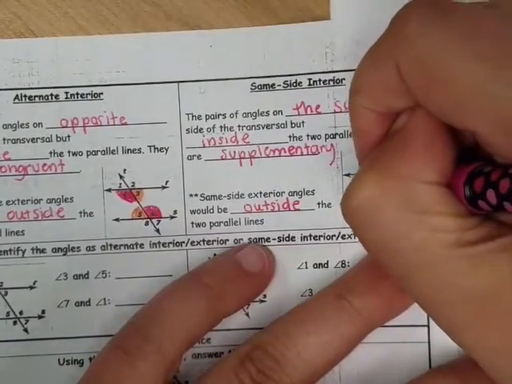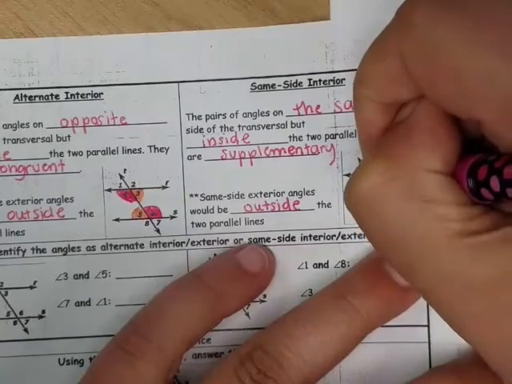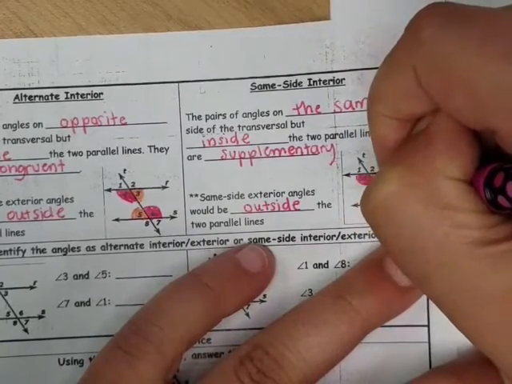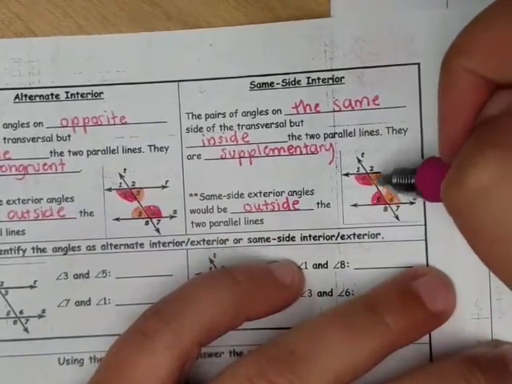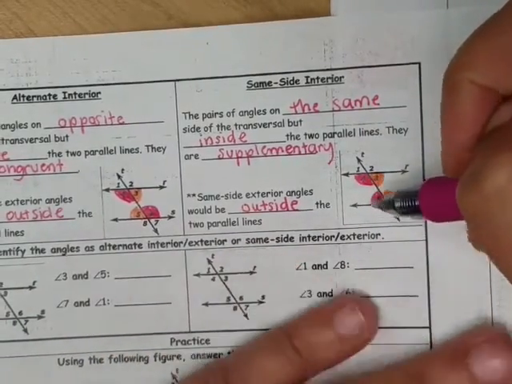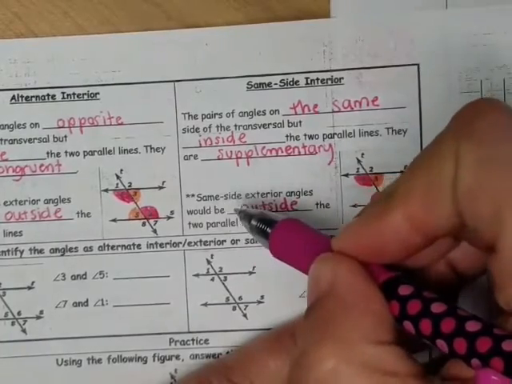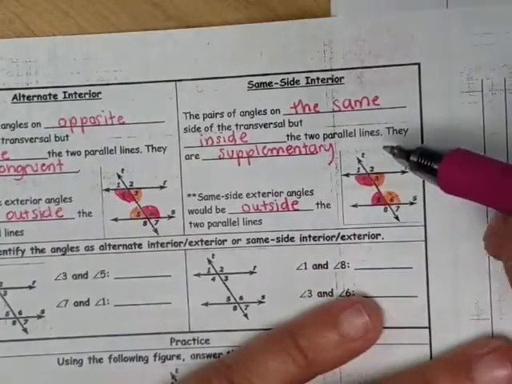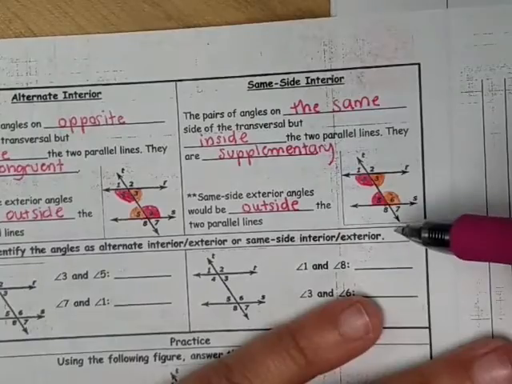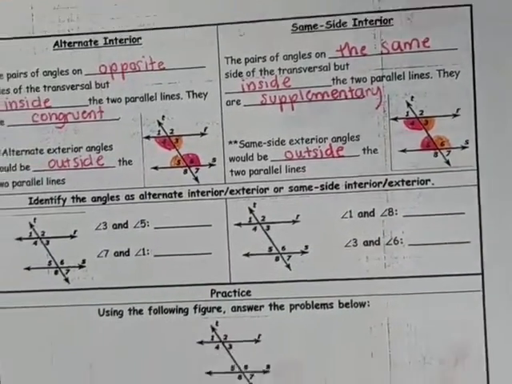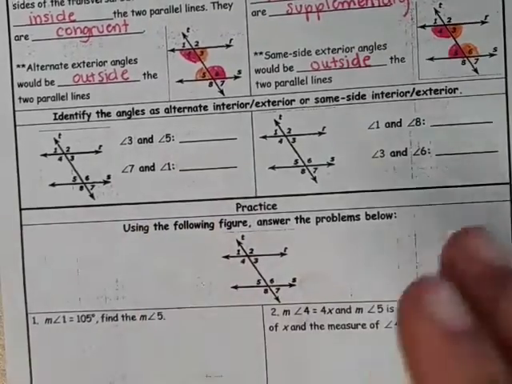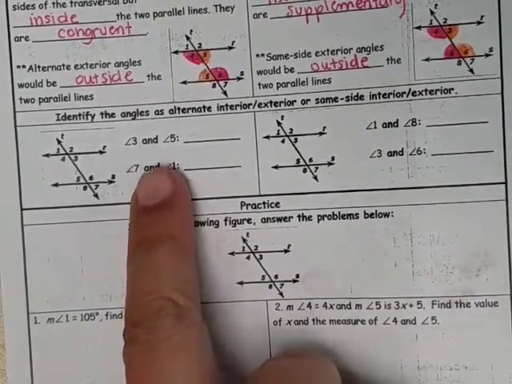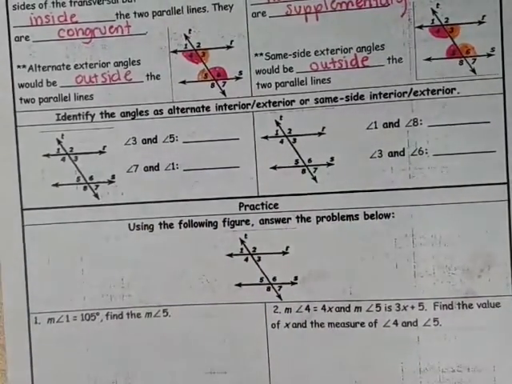If I take the angle measure of 4 and the angle measure of 5, when I add those together, it would give me 180 because same side interior angles are supplementary. And if it said same side exterior, it just means they're on the outside, and those are supplementary as well. All right, so what you're going to do is use the information you know and fill in the remainder of these items.